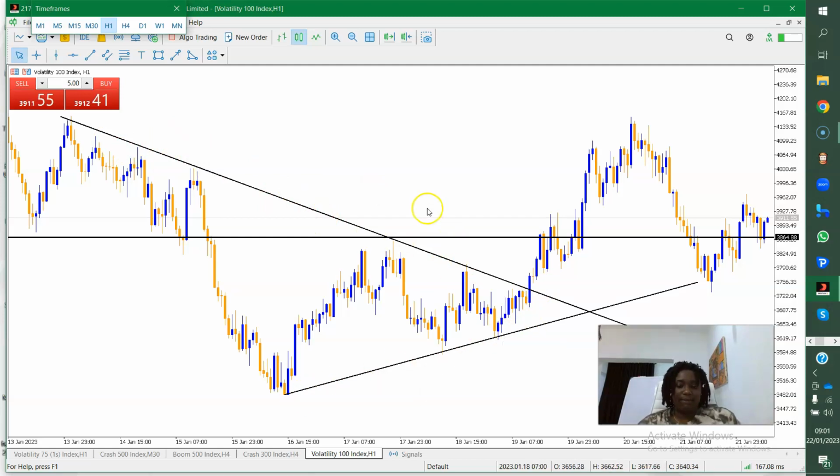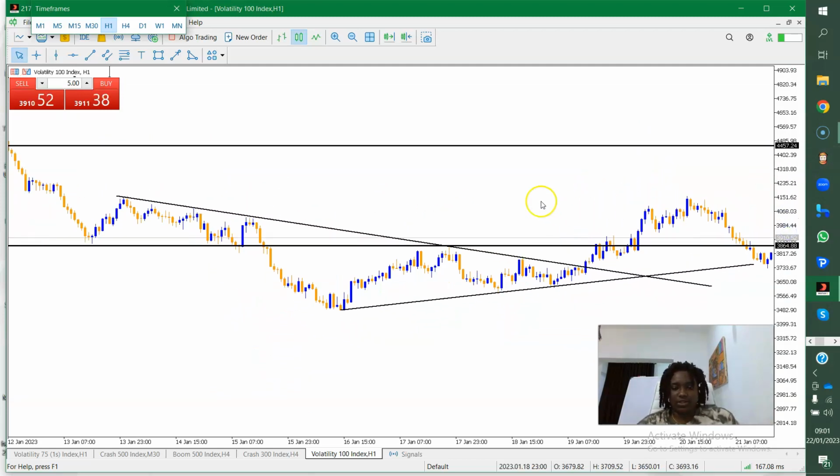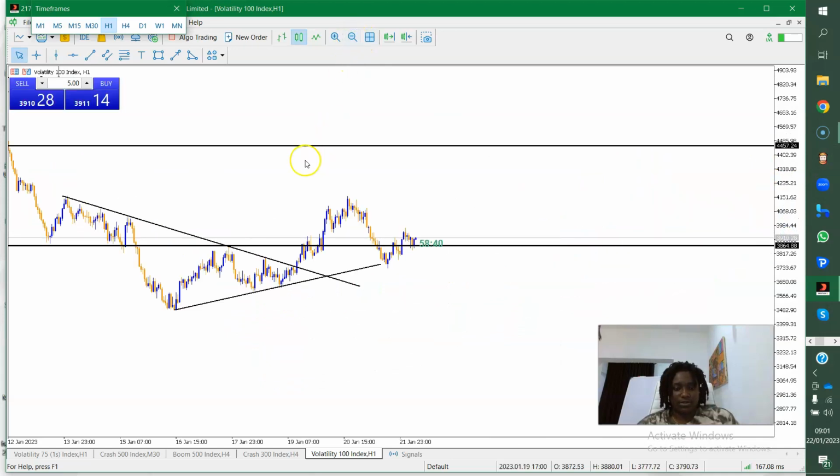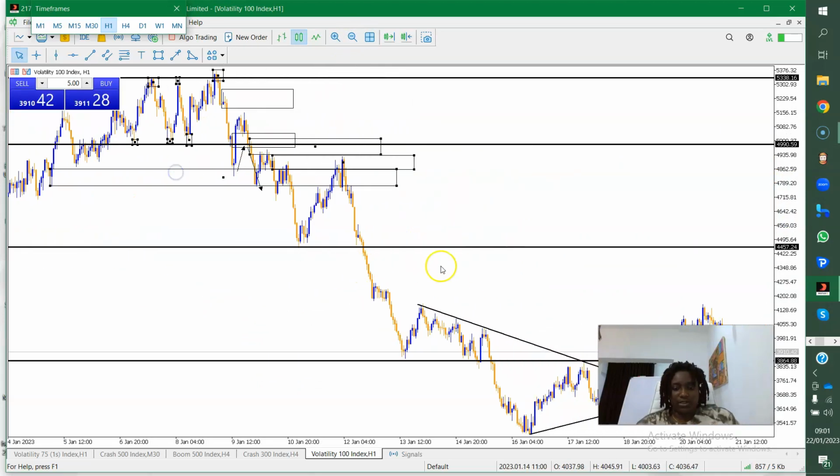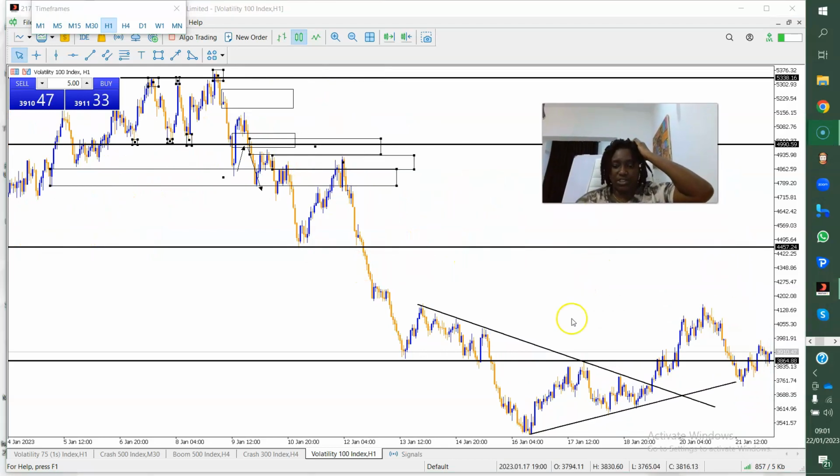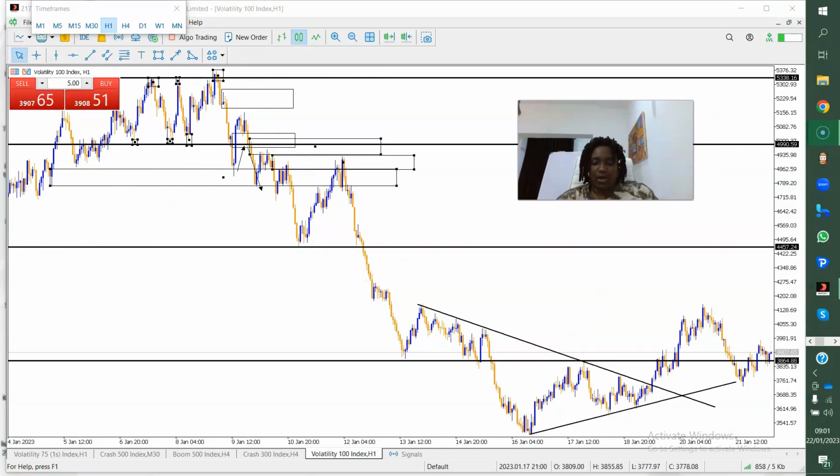So at first, looking at this chart, sorry, let me just try to zoom in. Looking at this chart at first, it was giving me a bearish pennant move, but I was open to anything.